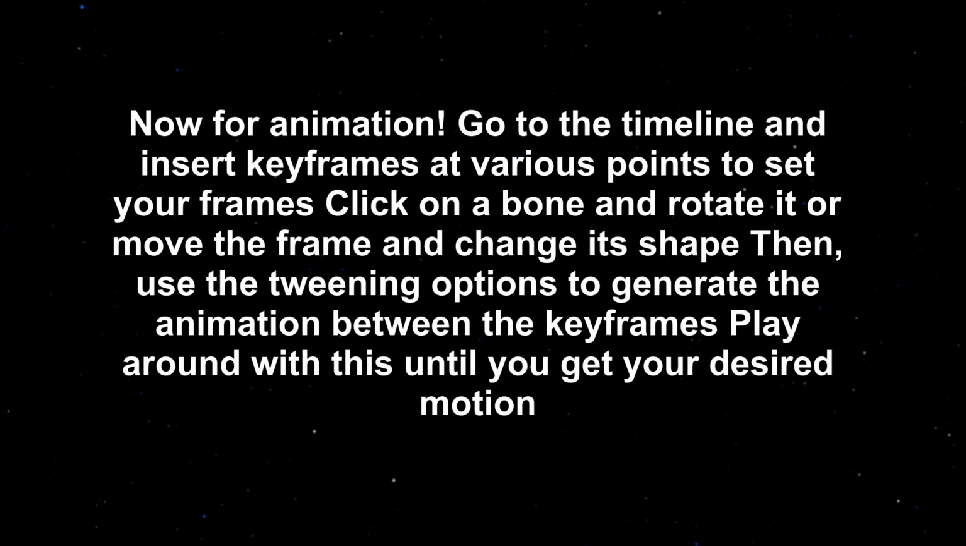Now for animation, go to the timeline and insert keyframes at various points. To set your frames, click on a bone and rotate it, or move the frame and change its shape. Then, use the tweening options to generate the animation between the keyframes. Play around with this until you get your desired motion.